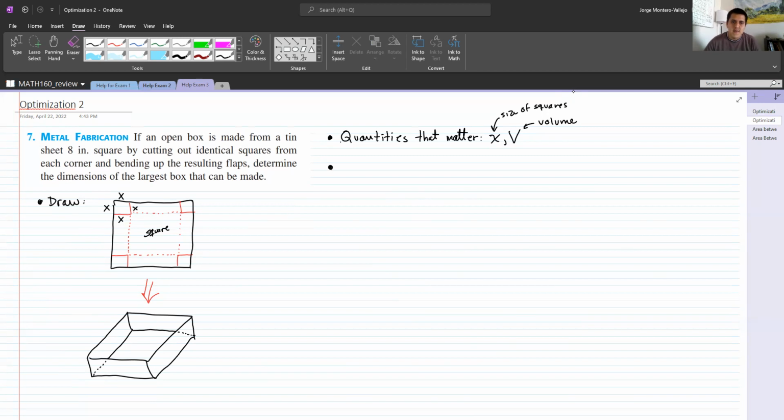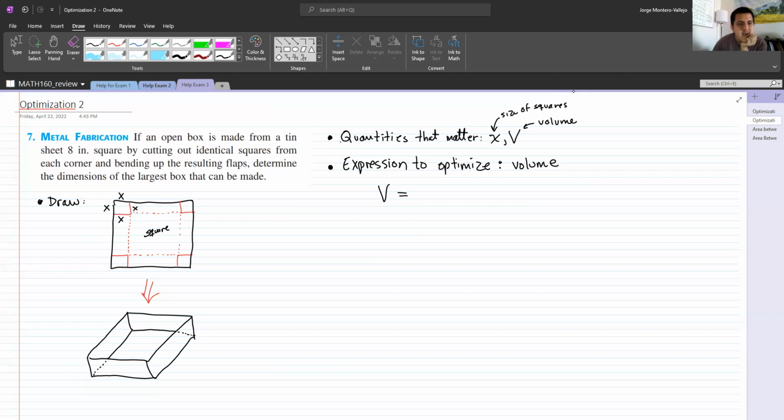Now, the next step is to write down the expression to optimize. Okay, so that's going to be, of course, the volume. We know that the volume is what we want to optimize, right? But then we need to write an expression for the volume. So for this, we will need to go back to our drawing here.